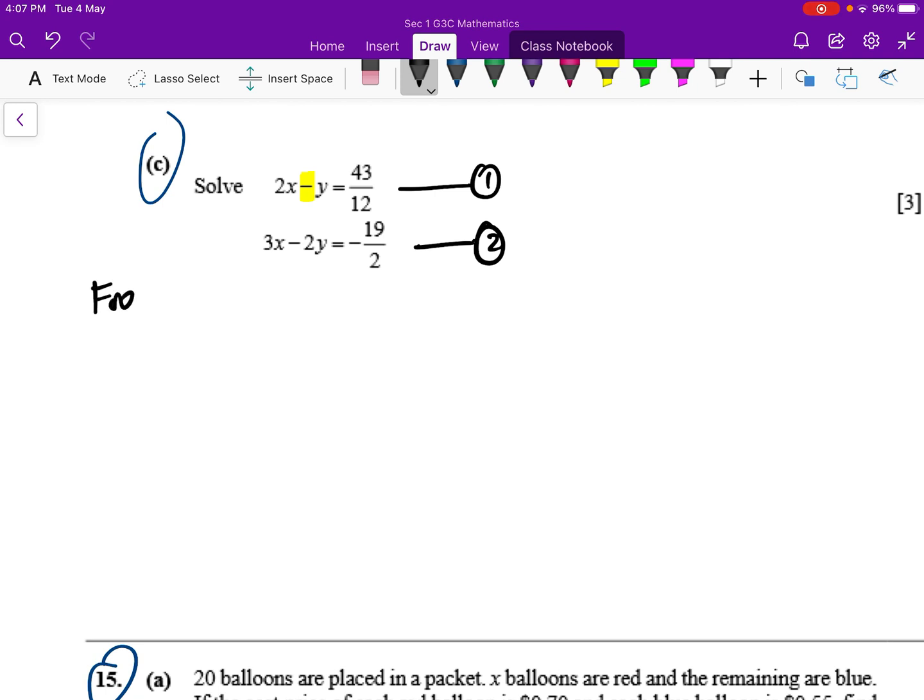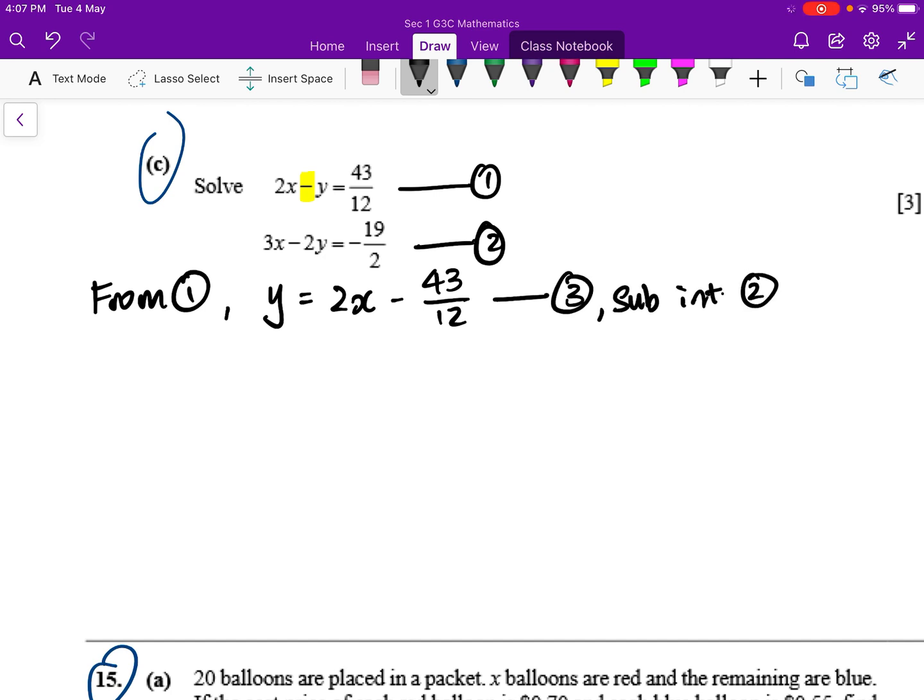So from equation number 1, these are standard presentation. We make y the subject. Mentally, if you can make y the subject, go ahead. If you cannot, do it step by step. So we get 2x minus 43 over 12. I will call this equation number 3, immediately sub into equation number 2. And let's see what we get.